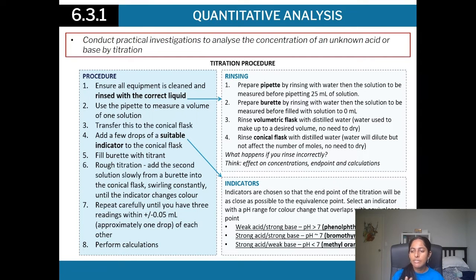So let's say if it's 25 mils you got in your rough titration, you stop your burette and do it dropwise at 20 mils. And once you see a color change, let's say within the final drop, you stop the burette and you record your volume. And that's how you do the titration. And then you perform calculations, which I'll get to later on.